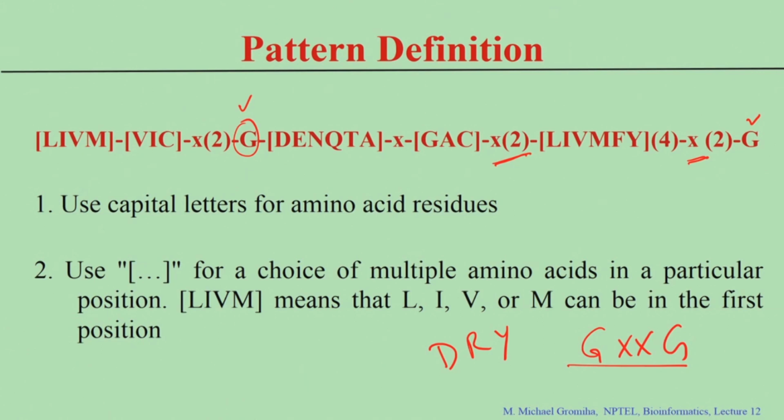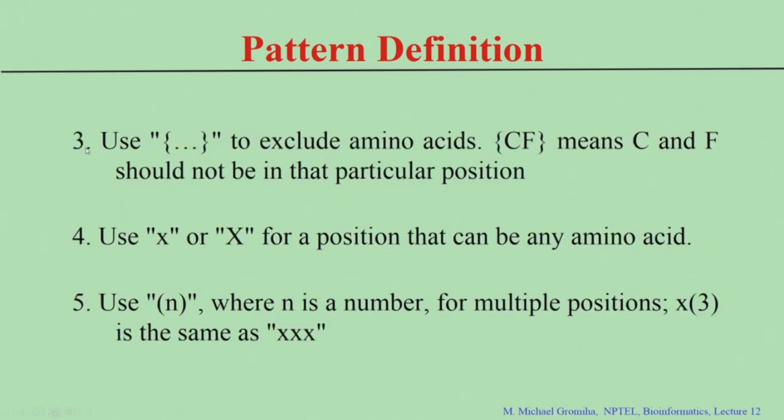Then we have these numbers. A number means the number of times, so 2 means we can follow the same notation 2 times. Then we use the square bracket. For example, here we put LIVM, which gives you a choice of amino acids: any of these 4 residues, either L or I or V or M, can be accommodated at position number 1. Then we have the curly brackets, which means excluded, not allowed. For example, if you put CF, C and F should not be in that particular position; they give the exception that these are not allowed.